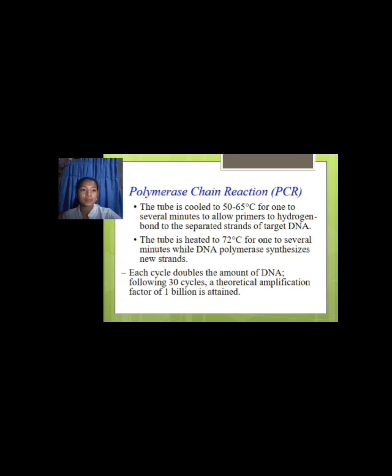These three steps are repeated in multiple cycles, usually 20 to 40 cycles, to exponentially amplify the targeted DNA region, resulting in a significant increase in the amount of the specific DNA segment. The amplified DNA can be analyzed, sequenced, or used for various applications in research and diagnostics. Each cycle doubles the amount of DNA. Following 30 cycles, a theoretical amplification factor of 1 billion is attained.